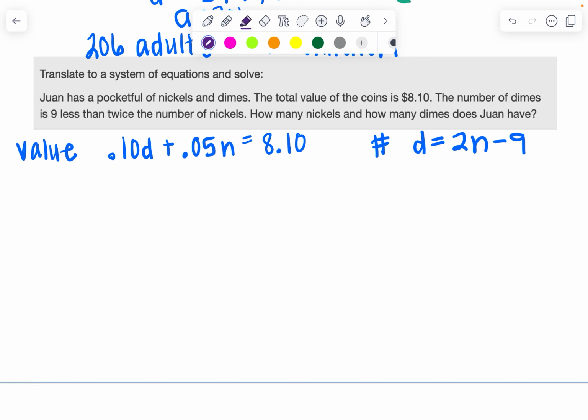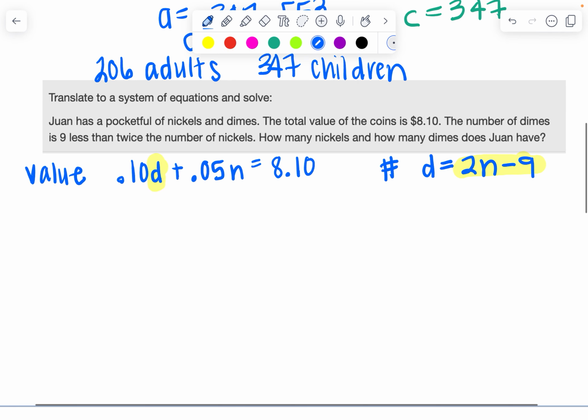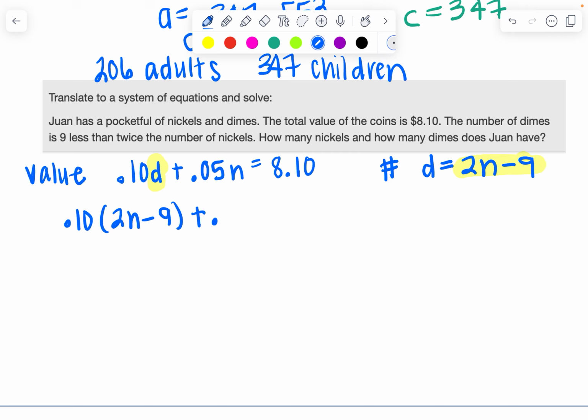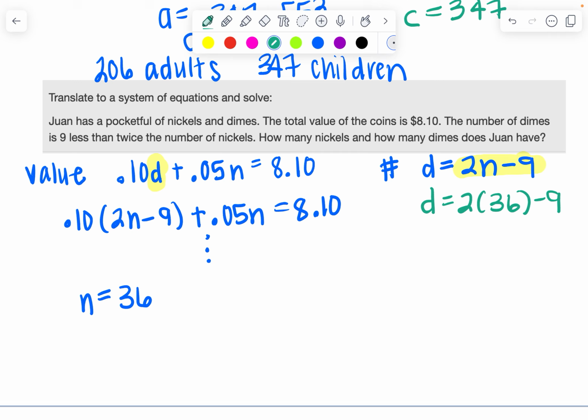This is already set up to be able to solve by substitution, so I'm going to take this and plug it in for my D. So instead of 0.10D, 0.10 times 2n take away 9, plus 0.05n is 8.10. Continuing to simplify this, I would get that n is 36. So if I take 36 and plug it in for my dimes equation, 2 times 36 take away 9 means D is 63.